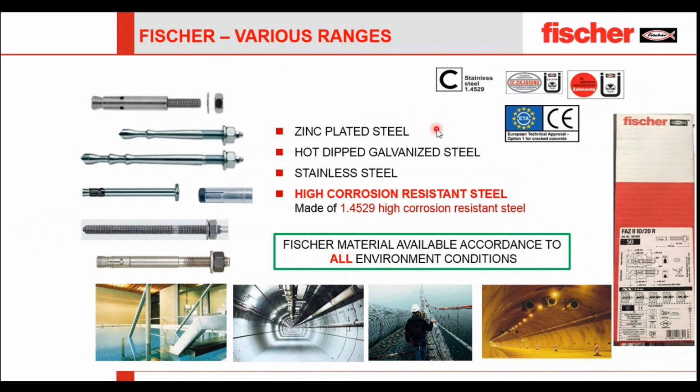Fischer materials are all available according to all environment conditions. So you don't need to be worried about your conditions. Once you give the application, like which condition you want to use your anchor in, Fischer recommends this proposed anchor will be suitable for your application. Over here, you can see again a box of Fischer, which is showing 10 by 20 R, where R means stainless steel or high corrosion resistant steel. So if it's galvanized, this R will not be there. So this is how you can identify whether it's a Supreme product or not.